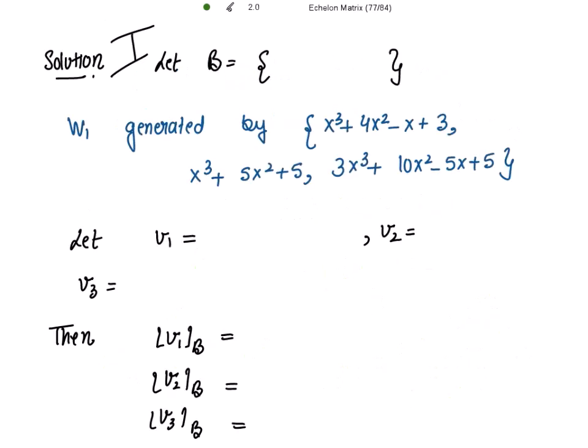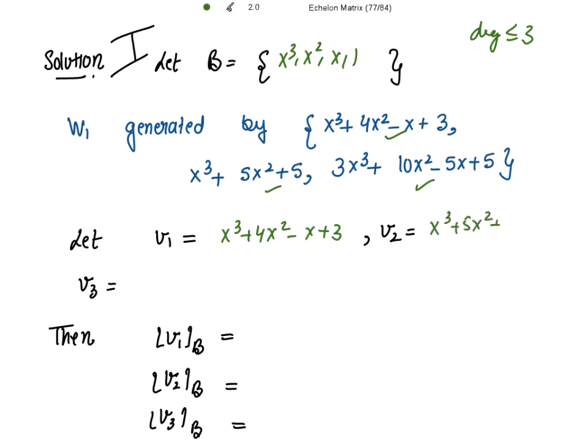Now the standard basis is to be taken as x cube, x square, x, 1, because we have the vector space of all real polynomials of degree less than or equal to 3, right? It is given to us that W1 is generated by these three polynomials. So let's write V1 as x cube plus 4x square minus x plus 3, V2 as x cube plus 5x square plus 5, and V3 is 3x cube plus 10x square minus 5x plus 5.